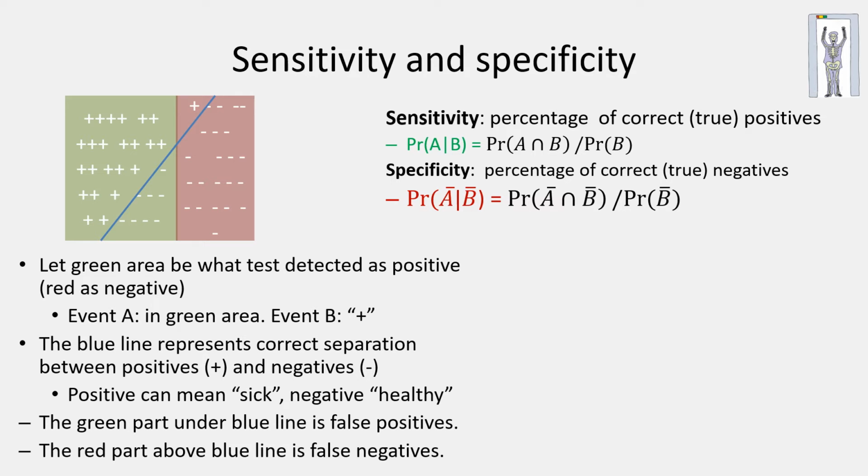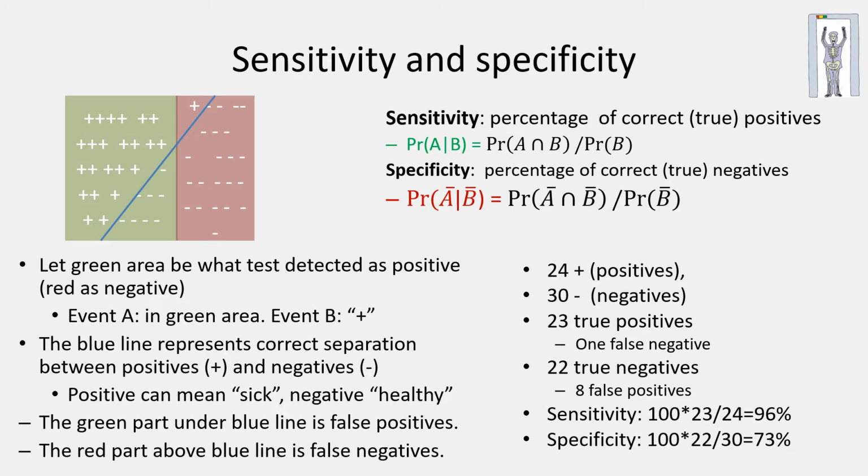And the blue line is a correct separation. Stuff above the blue line is all pluses, and stuff below the blue line is all minuses. And here, this is just an example. You could think of pluses as sick and minuses as healthy, or you could think of pluses as has a weapon, minuses as doesn't have a weapon, and so on and so forth. So looking at this picture, what would be the true positive, false positive, true negative, false negative, sensitivity, and specificity of the test?